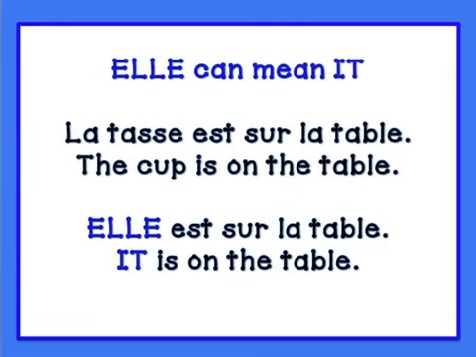Just like il, elle can mean it. La tasse means the cup, and you'll notice it's a feminine singular word. You know that because la, L-A, means the, when the word that follows it is feminine and singular. La tasse est sur la table. The cup is on the table. So if I want to say it is on the table, I replace la tasse with elle. Elle est sur la table.